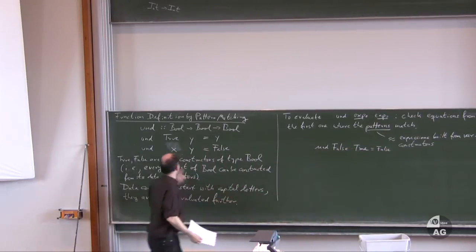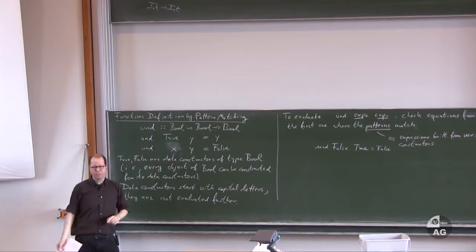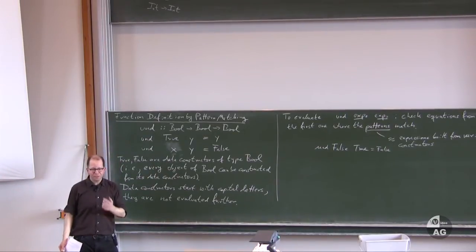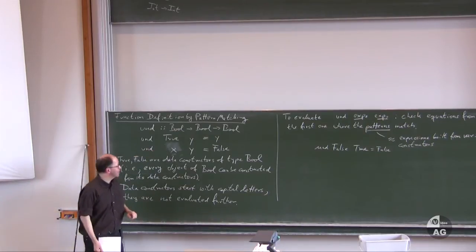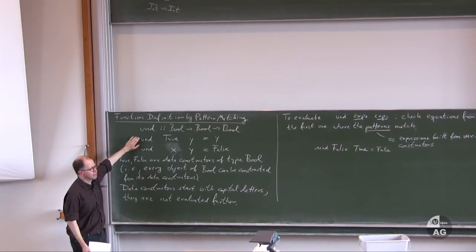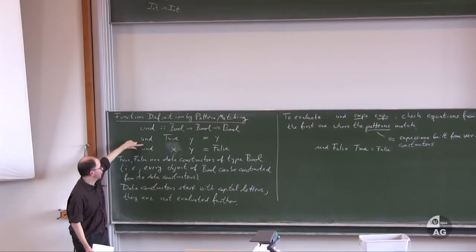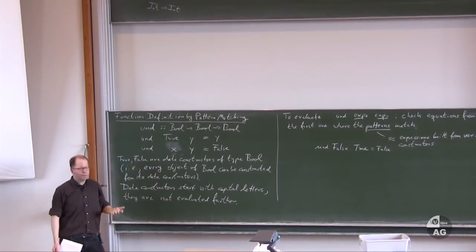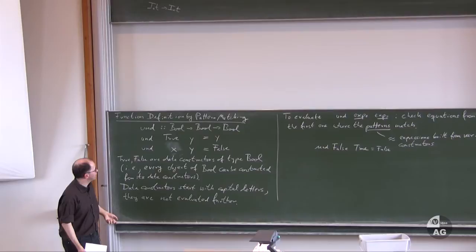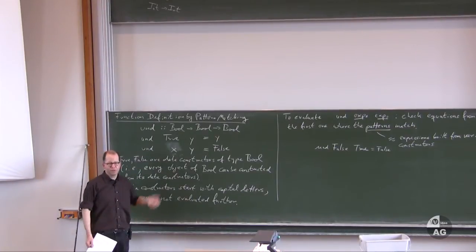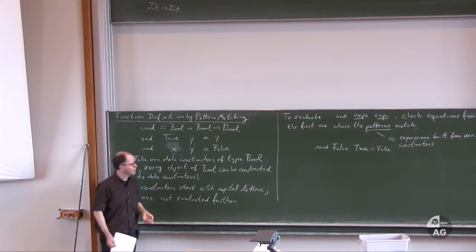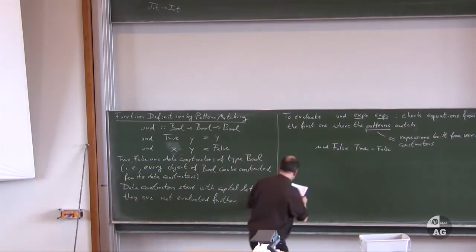So even if we write it like this, und will still evaluate correctly. You look skeptical? No? Okay. It will still evaluate correctly because equations are tested from top to bottom. Of course, if you change the order of the equations, then the other equation would never trigger, and you would always get false. So the order of the equations is important.